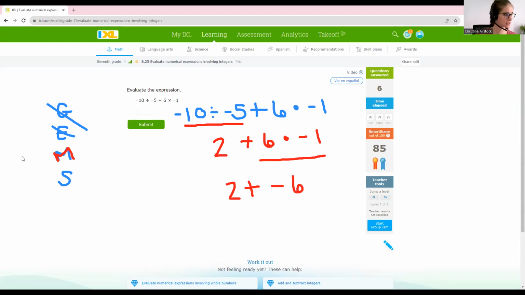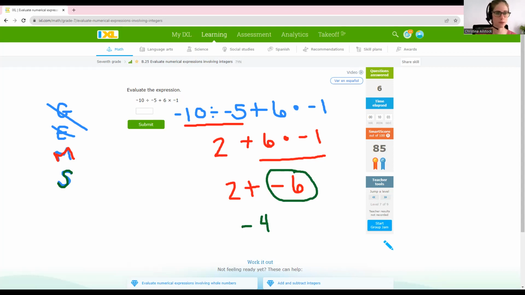And then last but not least, we need to perform our addition or subtraction. We have 2 plus a negative 6. When we're adding and subtracting, if the signs are the same, you add them and keep it the same. If your signs are different, you subtract and keep the sign from the heavier number. So our signs are different here. We're going to subtract. 6 minus 2 is 4. And then this negative 6 is heavier because there's more 6s than there are 2s, and that will result in a negative 4 as our final answer.